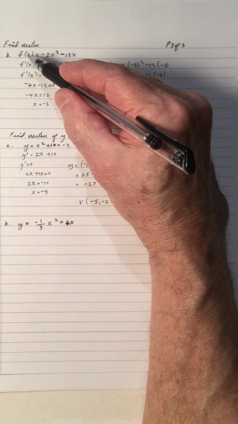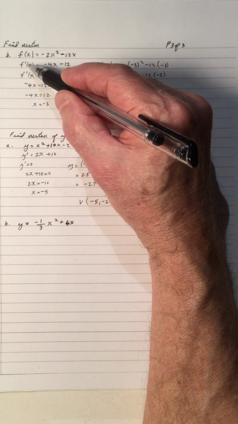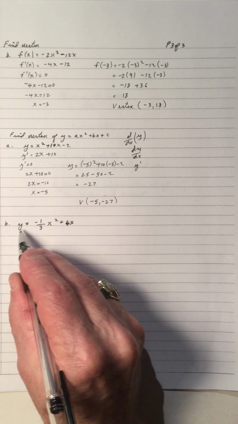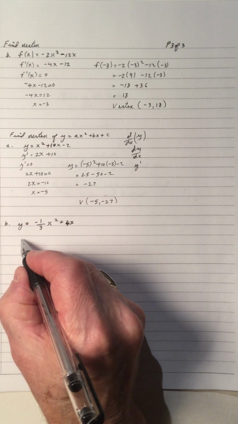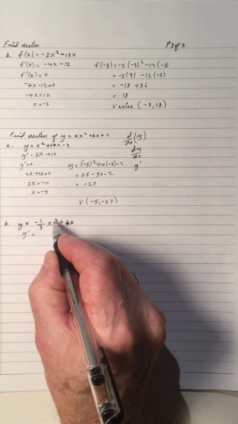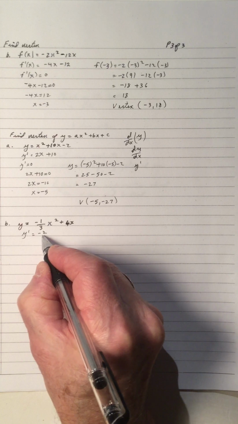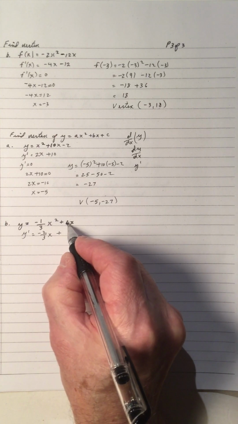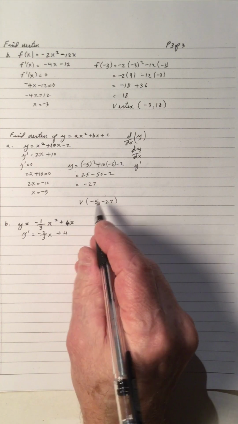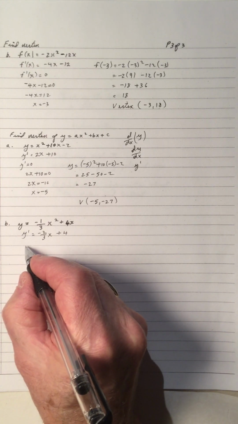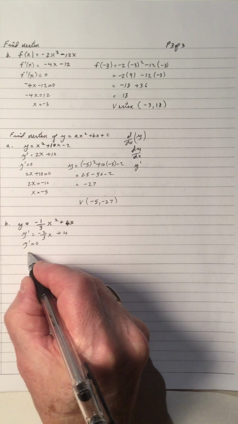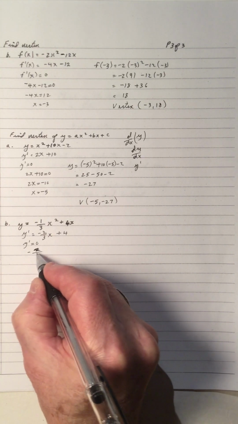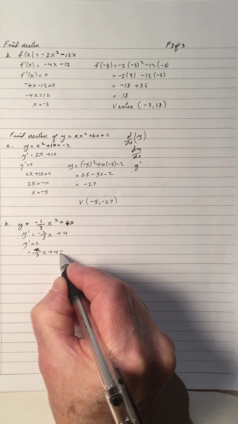So again, the difference: this is the f of x, so f prime of x is the derivative. This is y, so y prime is the derivative. So we want to find the vertex of this parabola, so we'll let y prime equal 0. The derivative of the squared term is 2 times negative 1/3, so it's negative 2/3 x, the exponent goes down by 1, and the derivative of 4x is 4. We have no constant to worry about. And so we'll let y prime equal 0, so that means negative 2/3 x plus 4 equals 0.